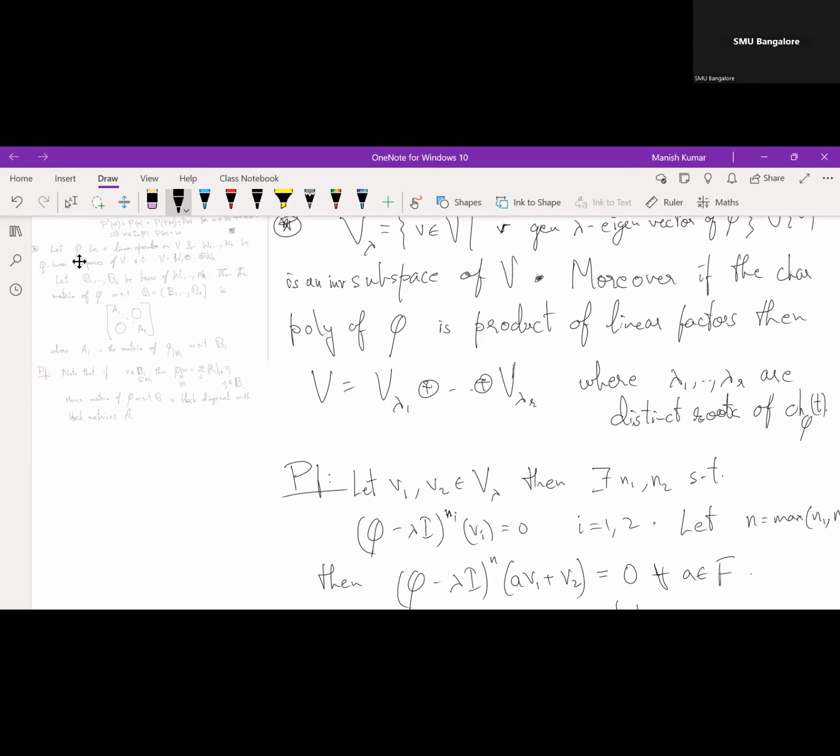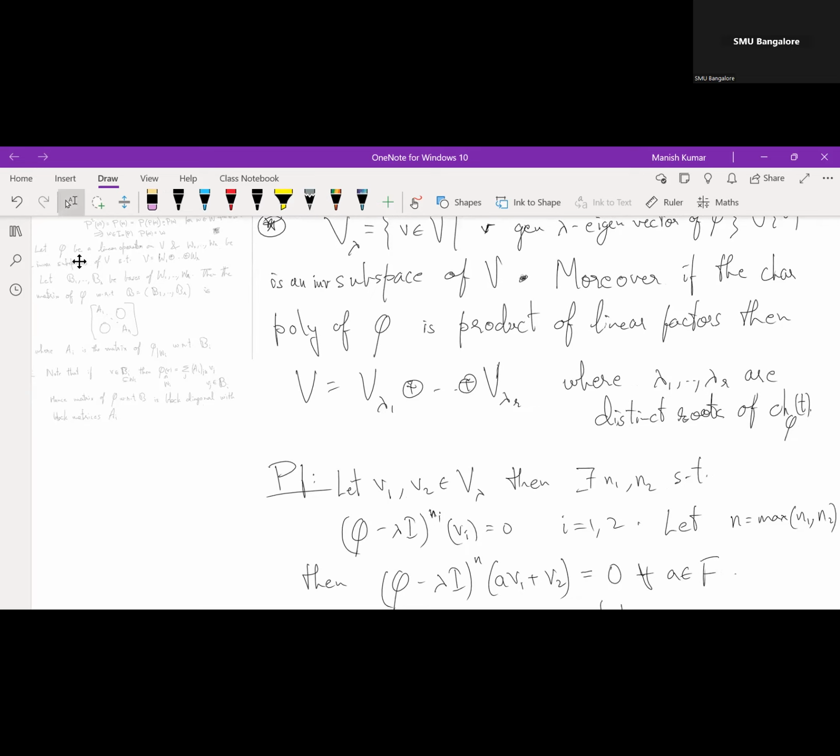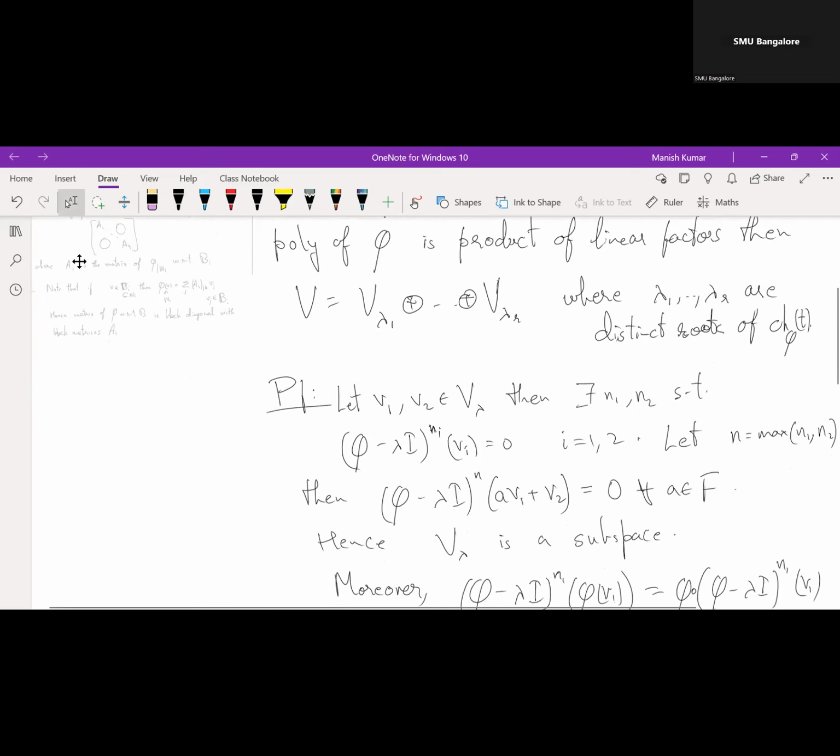So that tells you that some power of phi minus lambda I kills vi. So let's say the n1 power kills v1 and the n2 power kills v2. Then you can take n to be the max of n1 and n2. And then, of course, the nth power of phi minus lambda I will kill both v1 and v2, and in particular, any linear combination of v1 and v2.